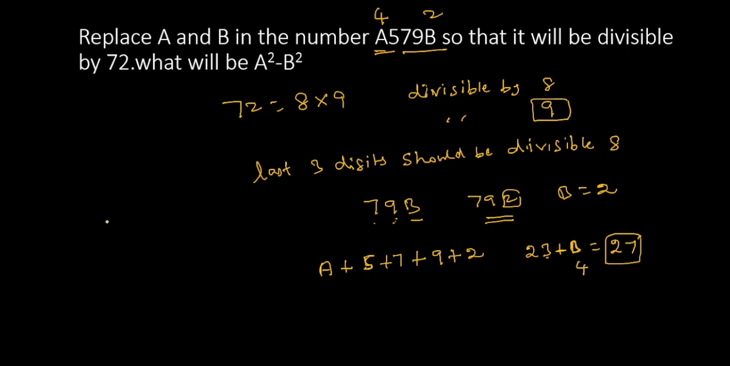So the question has been asked, A squared minus B squared. So A is 4, squared, and B is 2, squared. 16 minus 4, so the answer is 12. So in this case the answer is 14. We will go for the next one.